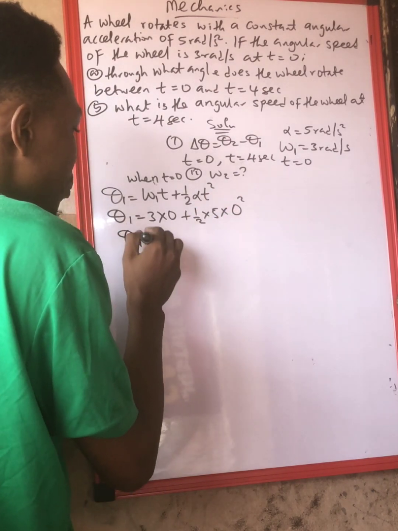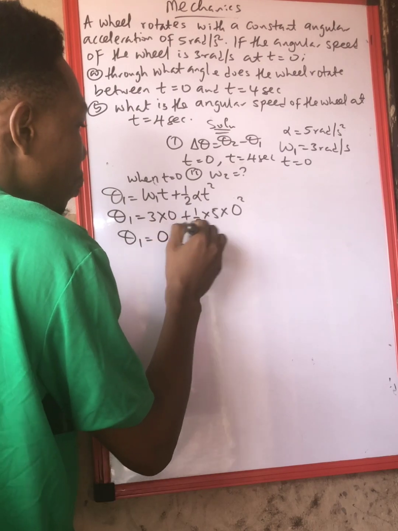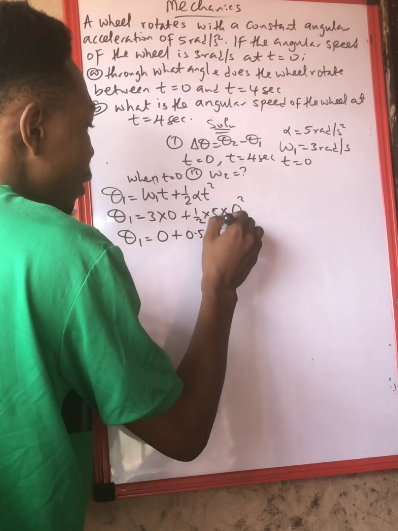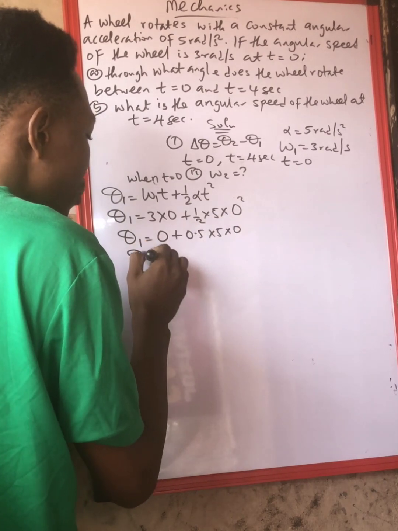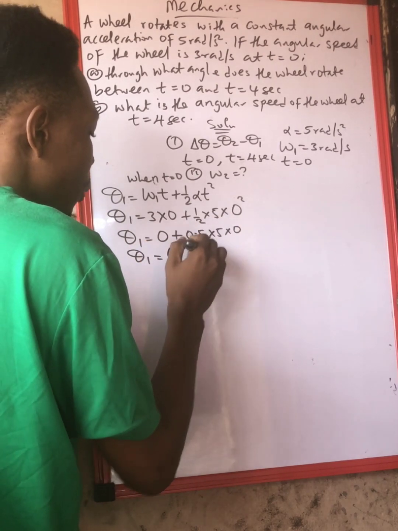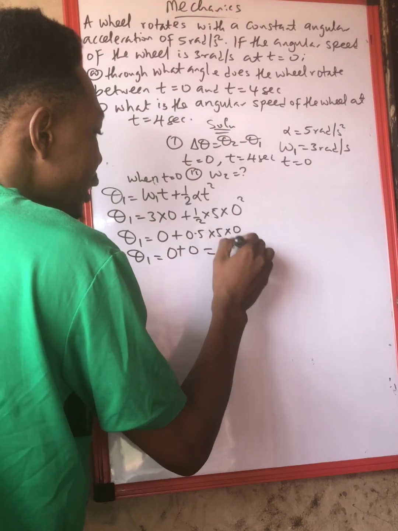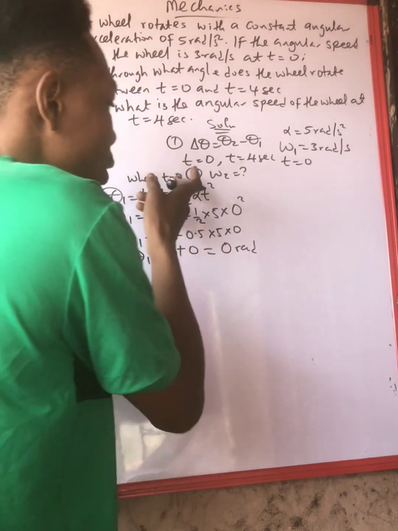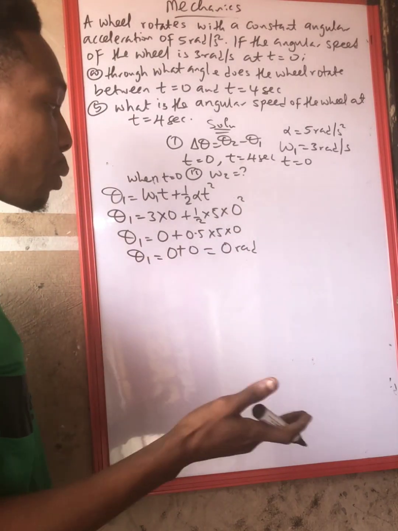So our theta 1 becomes 3 times 0, which gives us 0, plus half, which is 0.5, times 5 times 0. So theta 1 becomes 0 plus 0, which gives us 0 rad. So when the time was 0, my theta 1 was 0 rad.